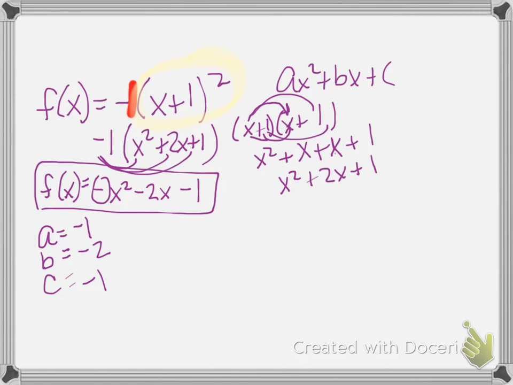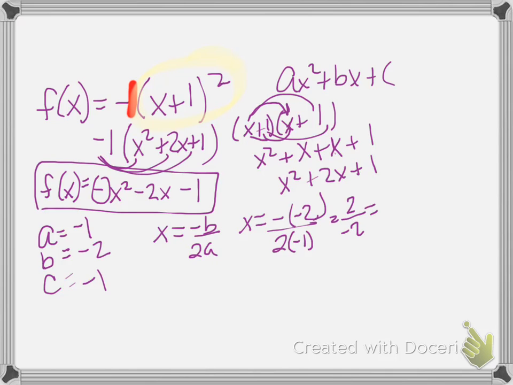So I'm going to use my formula for the vertex. x equals negative b over 2a. So x equals negative 2 over 2 times negative 1. So that's going to make a positive 2 on the numerator, and the denominator is going to be negative 2, which simplifies to negative 1. So I know my x coordinate is negative 1.